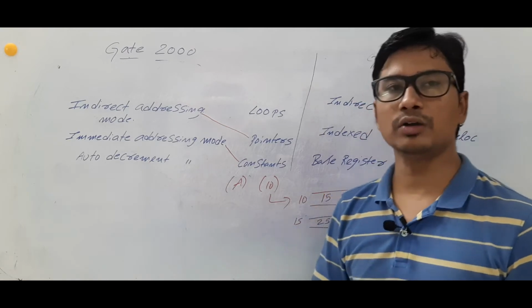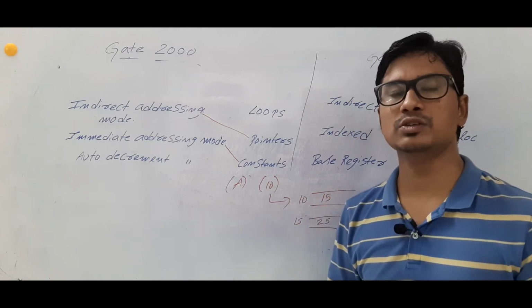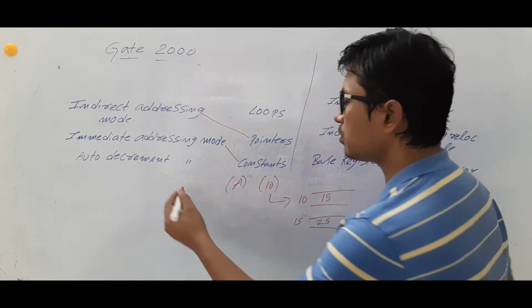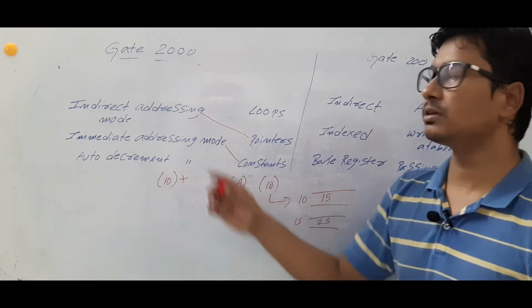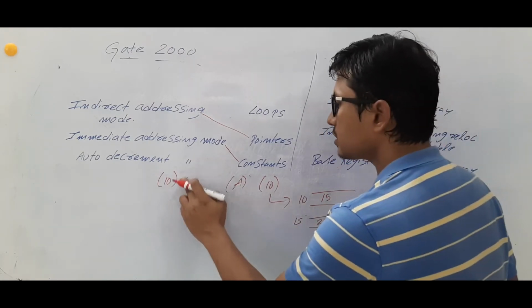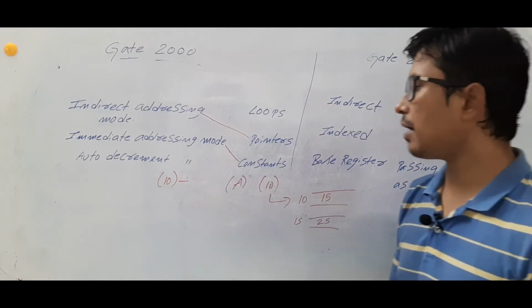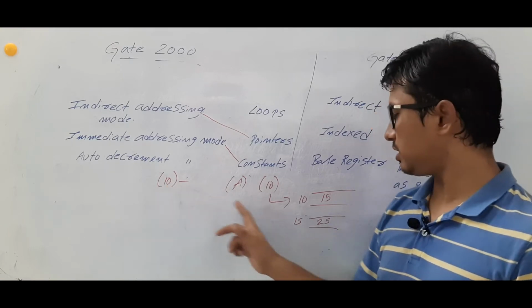Now what is the auto decrement addressing mode? We have two types of addressing modes, one is auto increment and the other is auto decrement. What will happen there? Suppose if I mention 10 plus, that is nothing but the auto increment. I want to discuss the auto decrement, so let me discuss minus. Now what will happen is that you will go and fetch the value which is there in the address location.